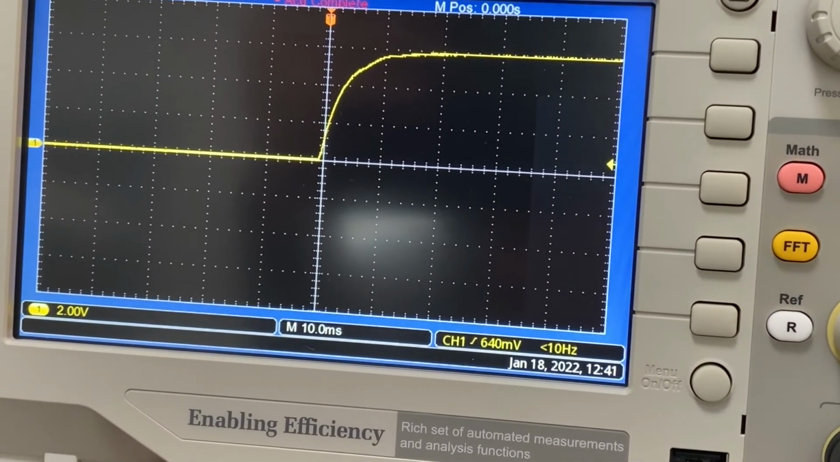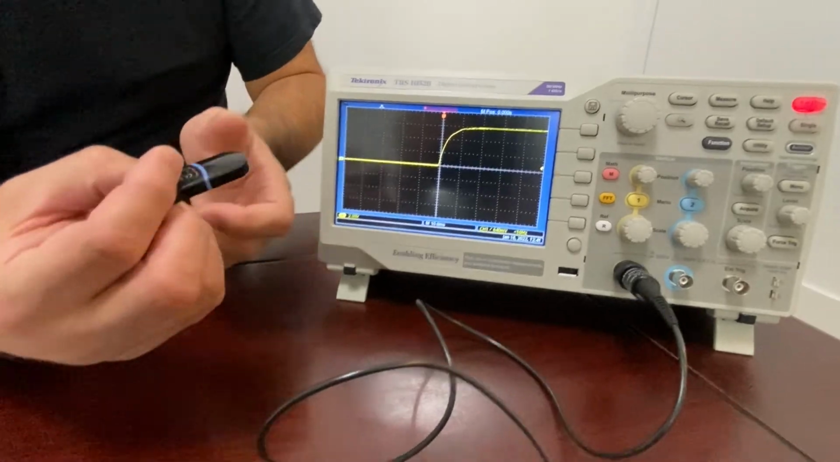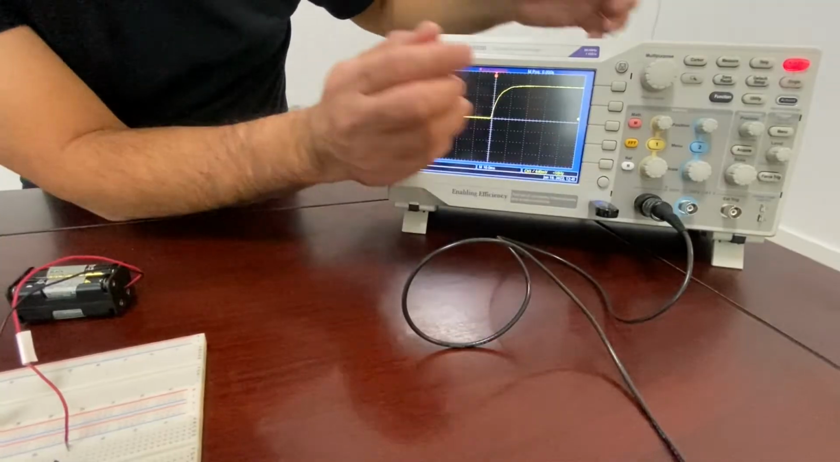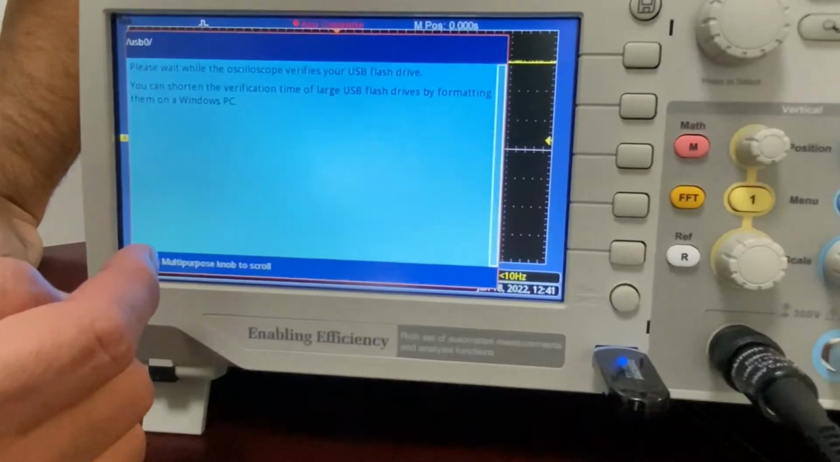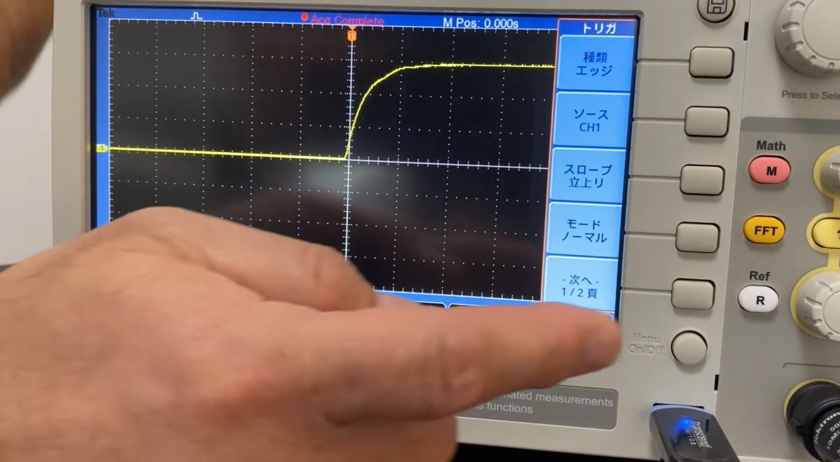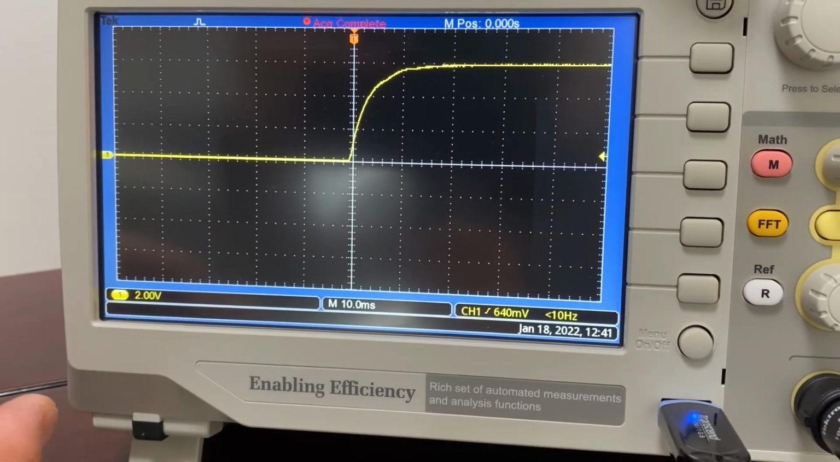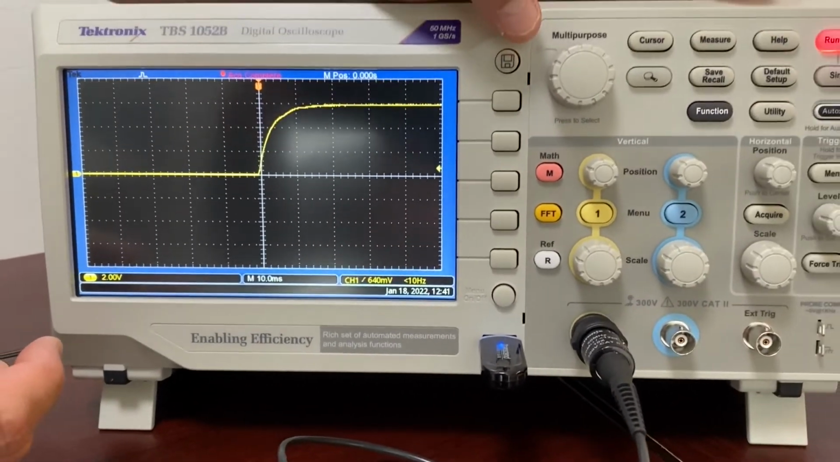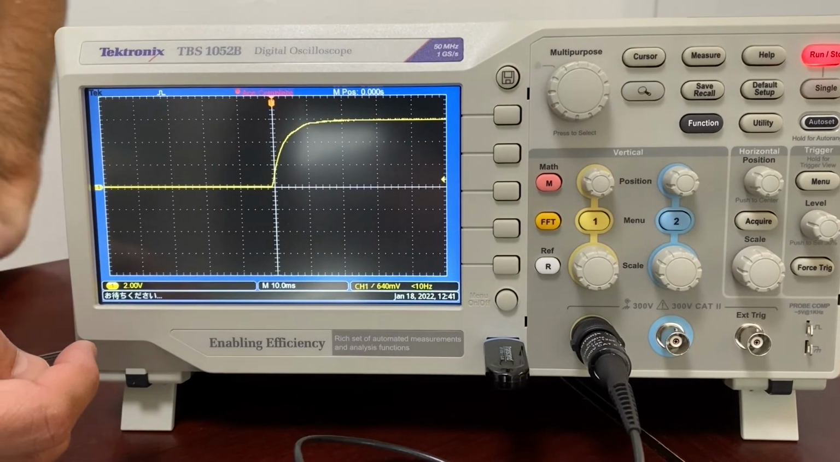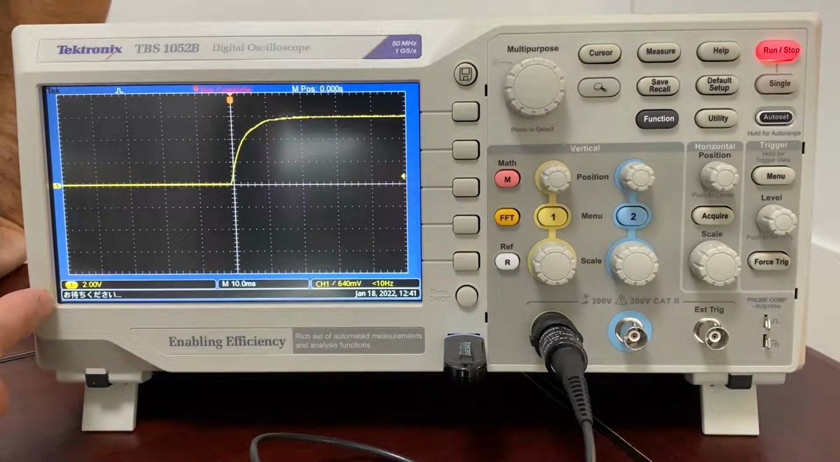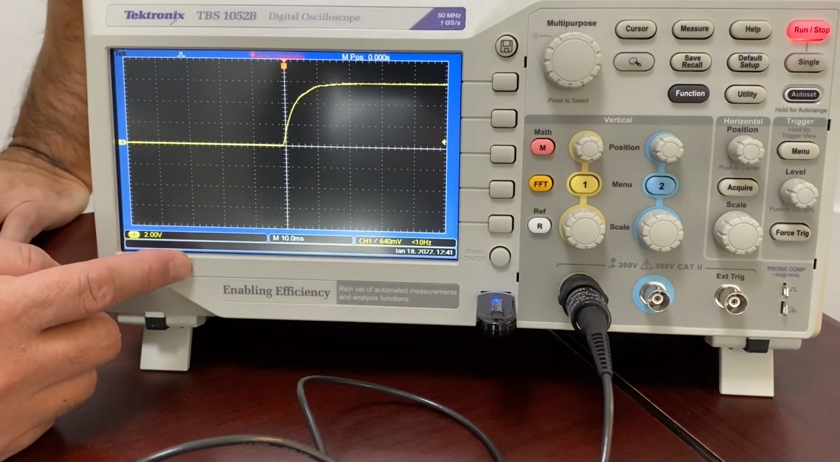To save this data, we use a USB drive here. Then start reading the USB with the oscilloscope. Then the oscilloscope is ready to save data. You can push these buttons to save data. Wait a while, and now it is safely saved.